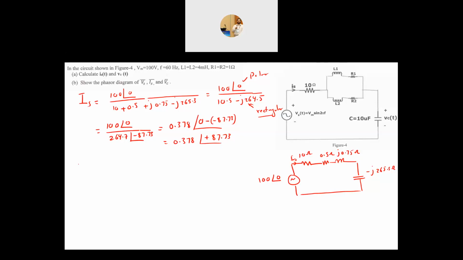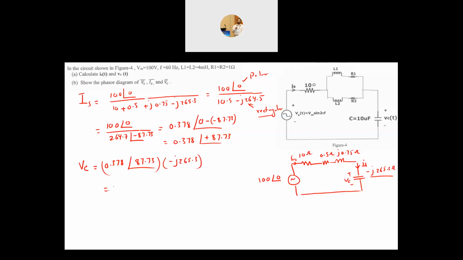Now I want to find VC. This is your IS, this is your reactance. So VC, Ohm's law, the current times the impedance. So it is 0.378 angle of 87.73 times minus J 265.3.